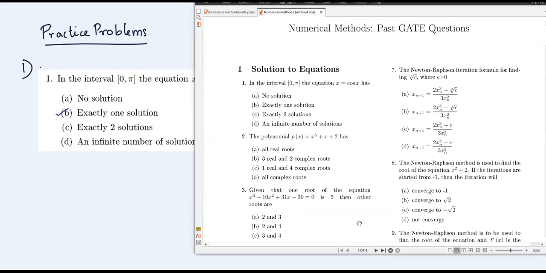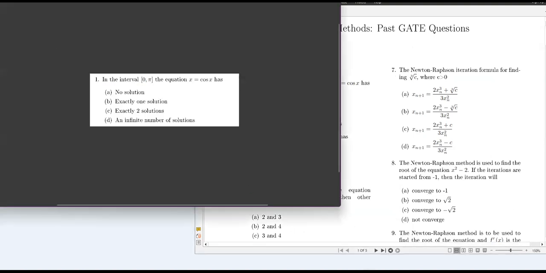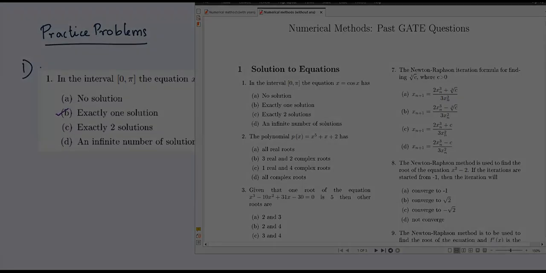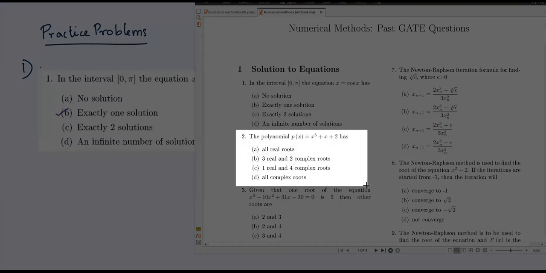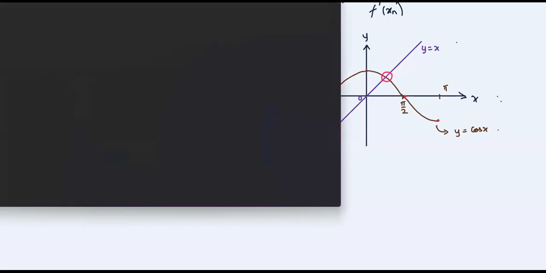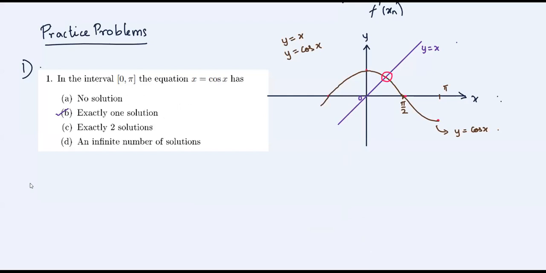Okay, let's do the next question. Here we didn't use any of the numerical methods concept. It was more of a common sense. Now again, we use this basic concept.